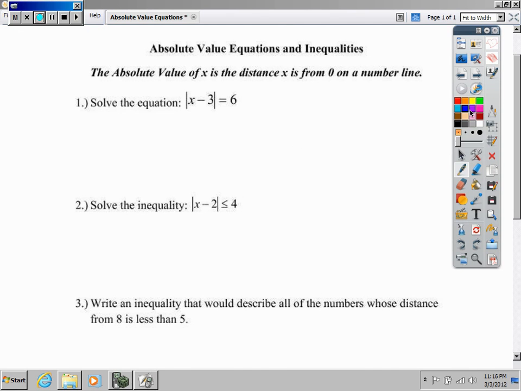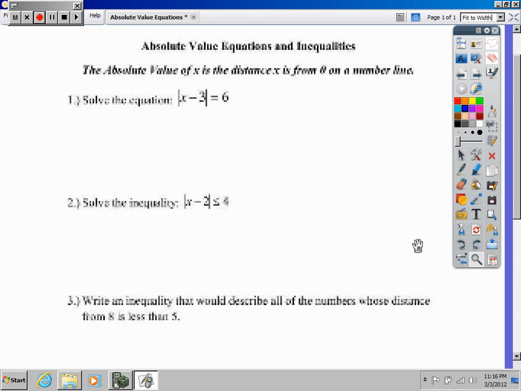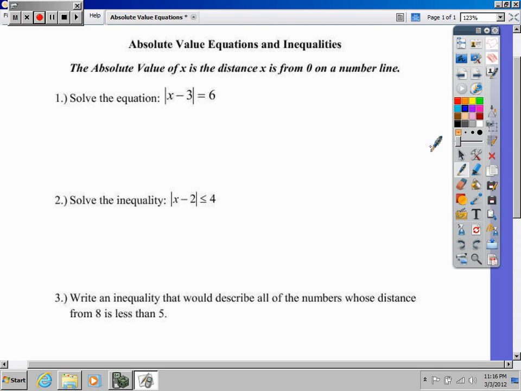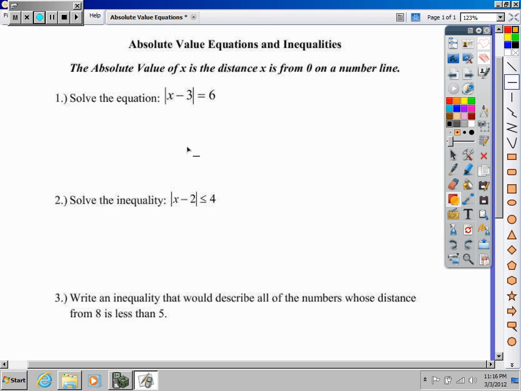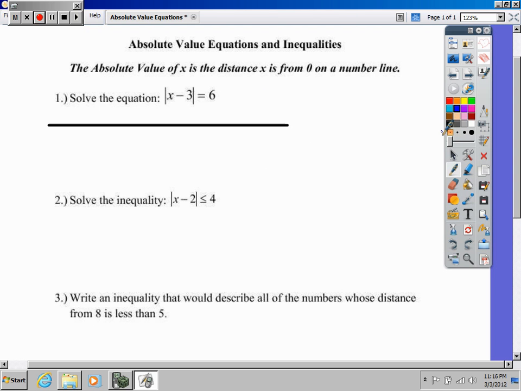Okay, in this next lesson, I'm going to look at absolute value equations and inequalities. The biggest thing we need to understand with absolute value is that it's really our distance from zero on a number line. So I'm going to start by attempting to solve this first absolute value equation by using a number line. First of all, I'm going to just sketch a number line, and then I'm going to put some markings on here for different numbers.